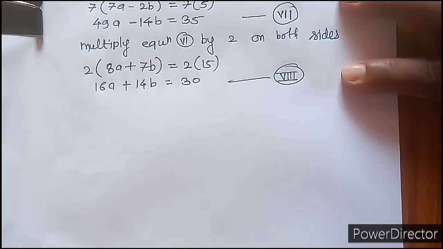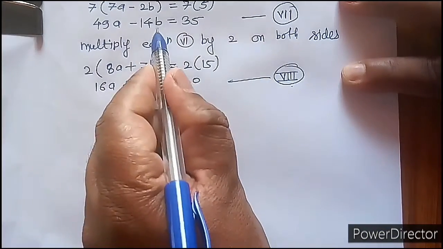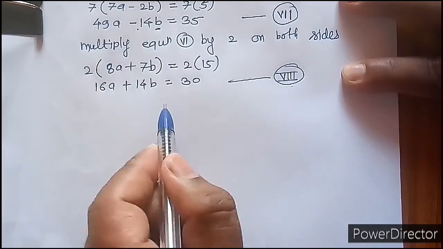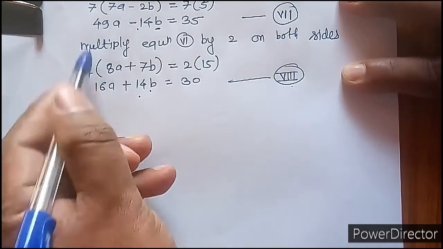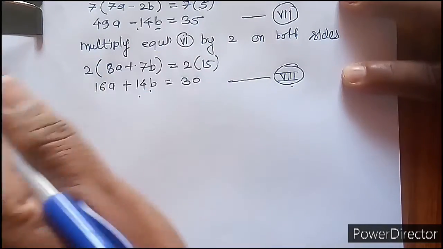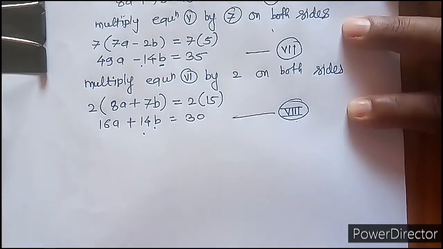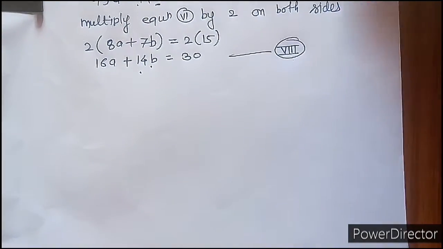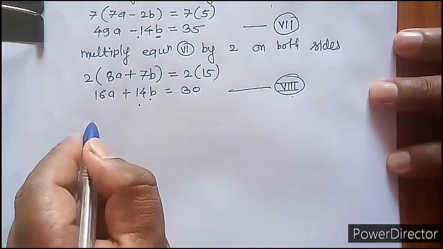Now we get two equations, equation number 7 and equation number 8. Here the coefficient of b is minus 14 in one and plus 14 in the other. It will be cancelled if we add them. That's why we multiply this equation by 7 and this equation by 2. Now we have to solve equation number 7 and equation number 8.